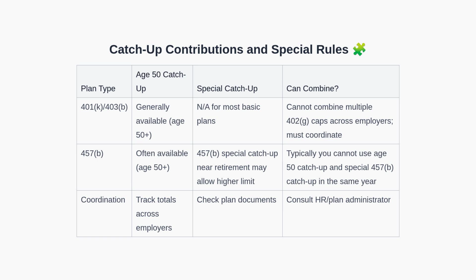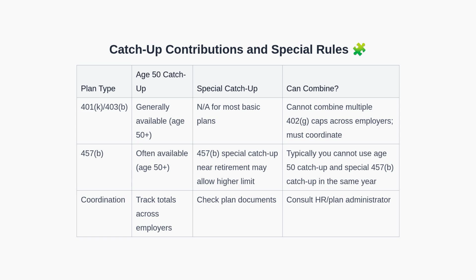This table summarizes catch-up contributions and special rules. For 401k and 403b plans, an age 50 catch-up is generally available. These plans do not offer the same special catch-up mechanism that 457b plans do. For 457b plans, in addition to the age 50 catch-up, there is a separate special catch-up that may be available in the final years before normal retirement age if you previously underutilized the plan.